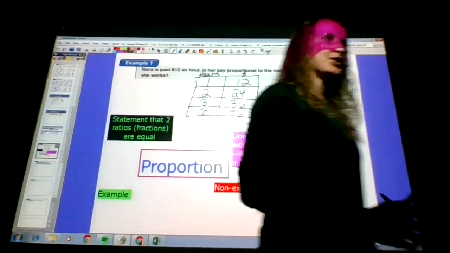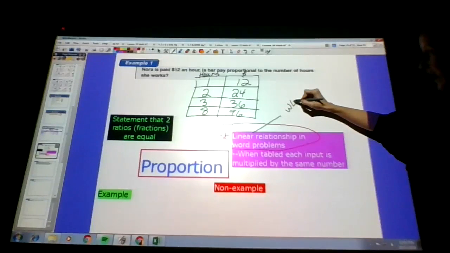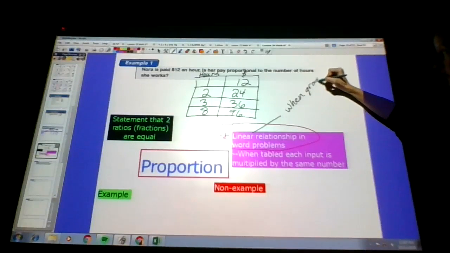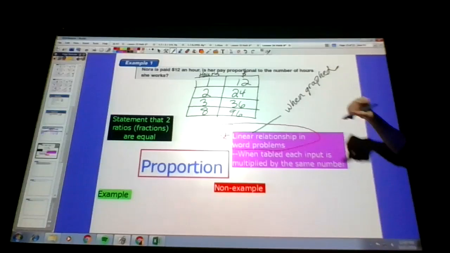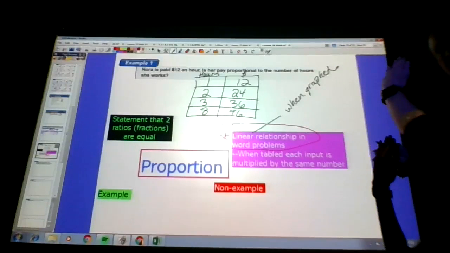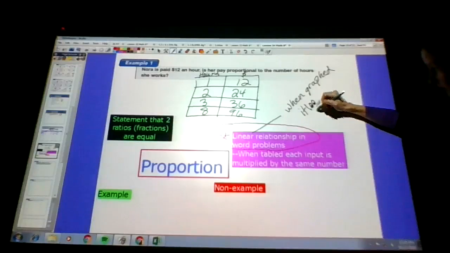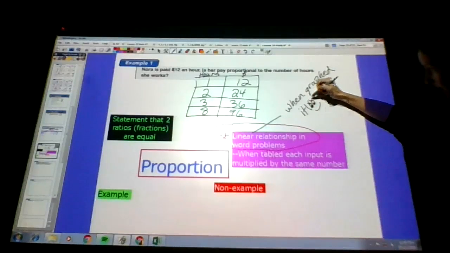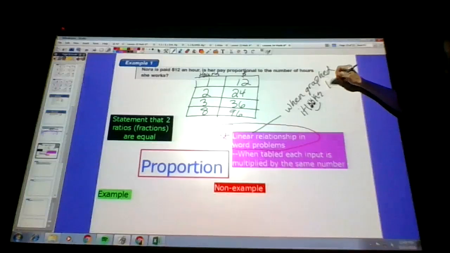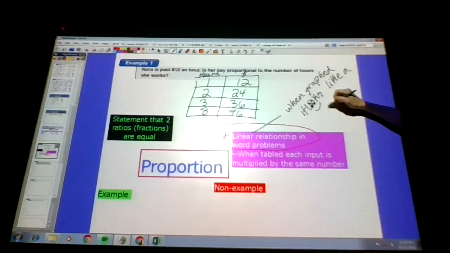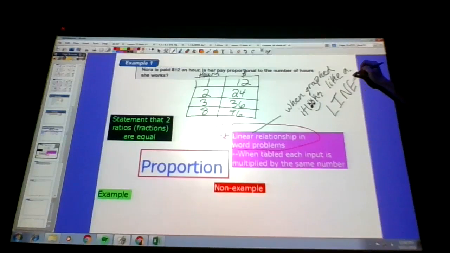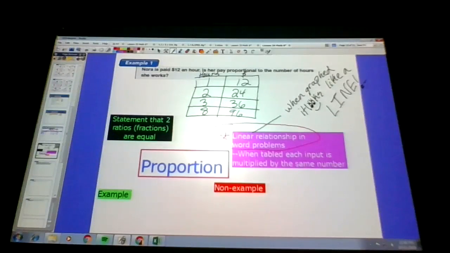A linear relationship means when graphed, what do you think it's going to look like? It's going to look like a line. That's why it's called a linear relationship. I had algebra students that were like, what the heck's a linear relationship? Well, it makes a line.